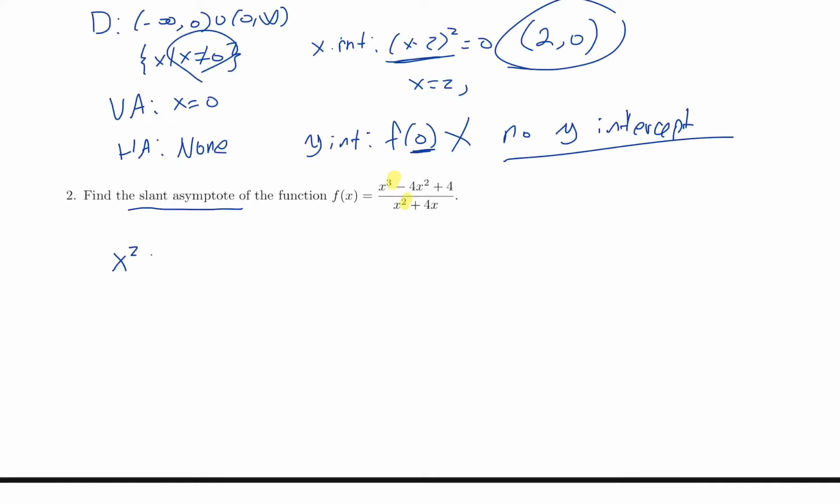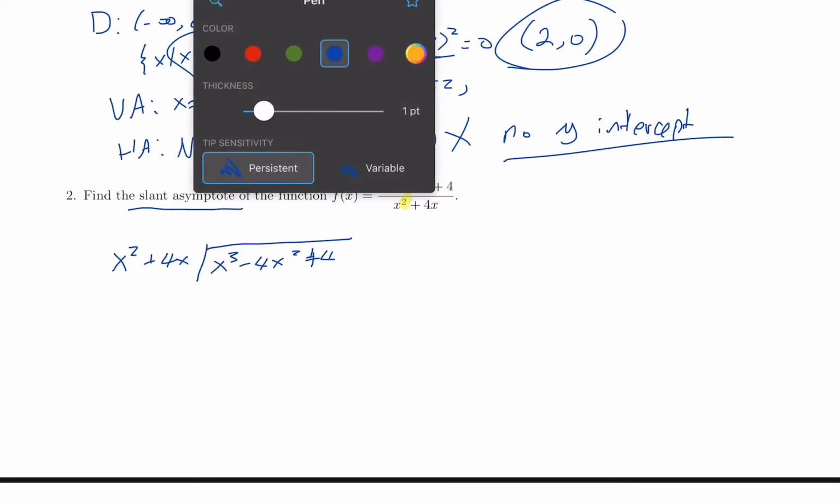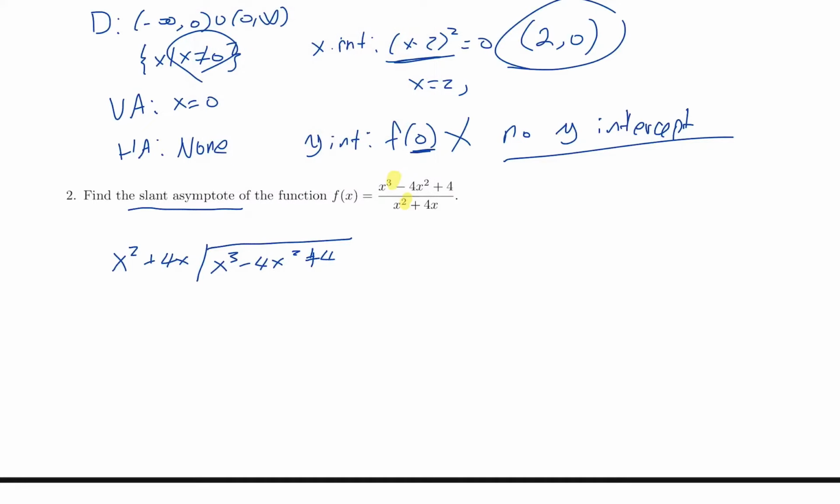This is just like regular division you may see with numbers. So this means that we have 4x to the third minus 4x squared plus 4, divided by x squared plus 4x. That means, how many times can x squared plus 4x go into x cubed minus 4x squared plus 4? So we set it up like this. Then we see what do I have to multiply to x squared to get x cubed? x, right? Then x squared times x gives me x cubed.